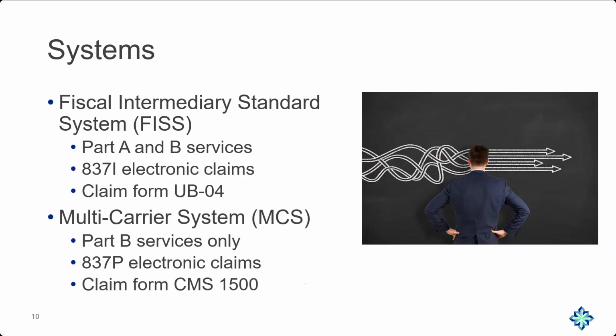The first one is the Physician Intermediary Standard System, or FISS. This system processes both benefit categories: Part A benefits, inpatient, and Part B benefits, outpatient, that catches for facilities and for other certain payment systems. So, for instance, a rural health clinic would have a certain payment methodology falling under here.